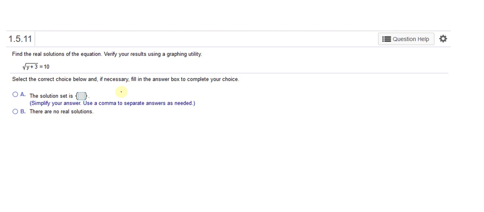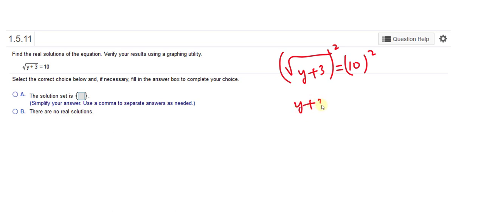Okay, find the real solution of the equation: the radical of y plus 3 equals 10. You want to solve for y, and now you see there's a radical. You don't want the radical to stay here. So we go ahead and square both sides, so the radical is gone. You have y plus 3 equals 10 times 10, which is 100. Subtract 3 on both sides to solve for y, which gives 97.